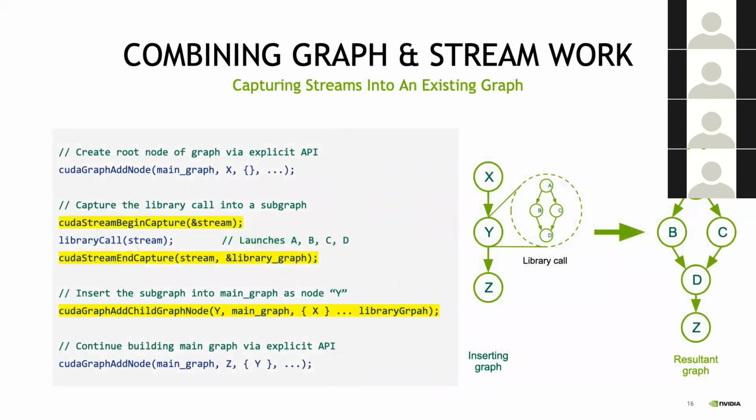This is the same example as before, but you can see that we are showing that you can choose when to use stream capture and when to use the explicit graph creation, however it works best for you. The resulting graph object can be from a combination of both. Here we use stream capture for the library call because that makes a lot of sense. We already had an explicit graph going, and we can explicitly add it as a child graph node and fit it right into that graph.